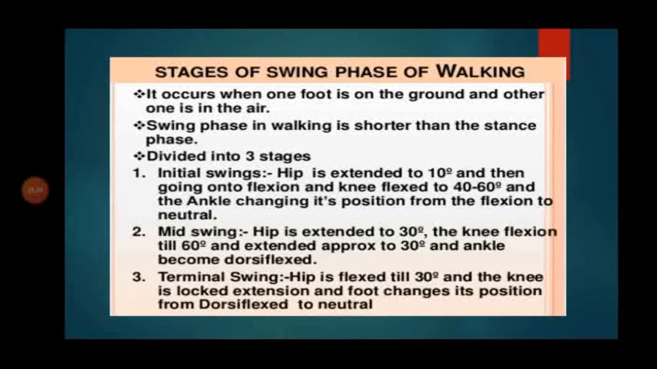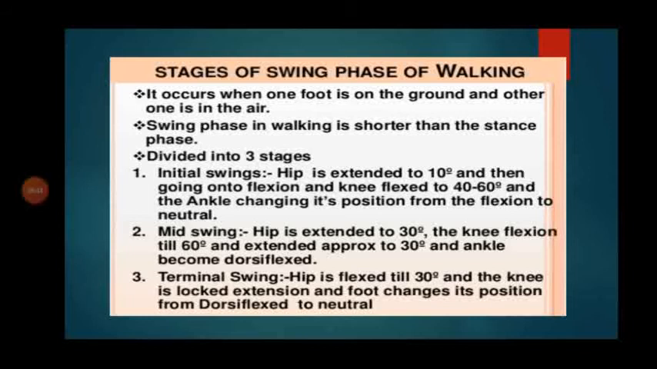Second one, mid swing. Hip is extended to 30 degree, the knee flexion till 60 degree and extended approximately to 30 degree, and ankle becomes dorsiflexed.